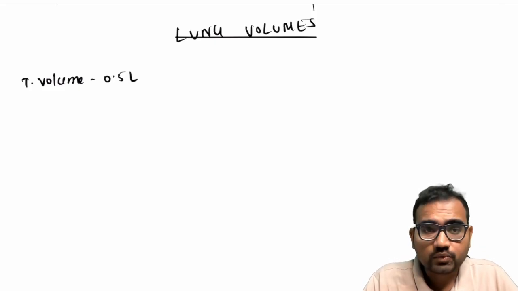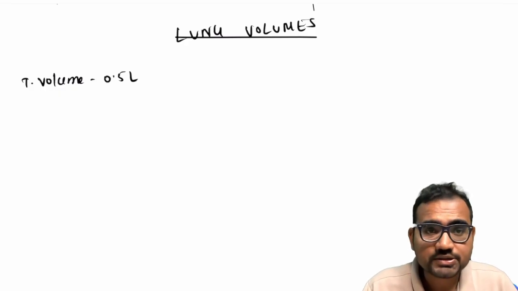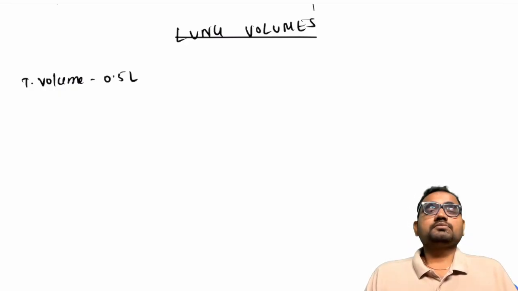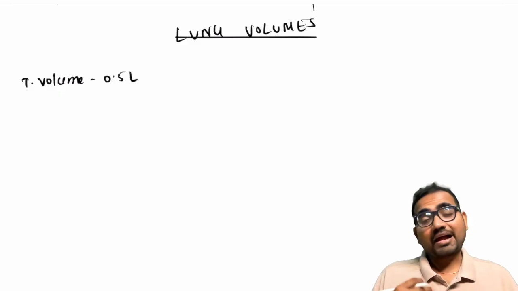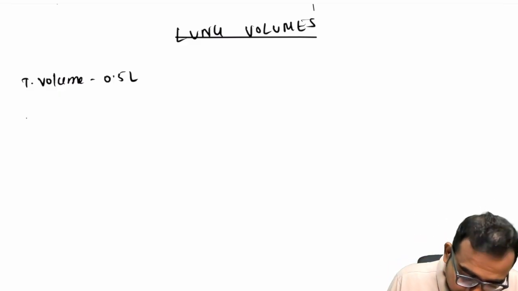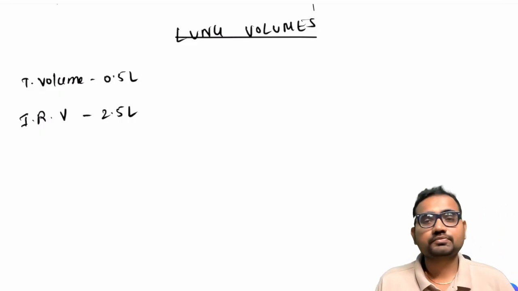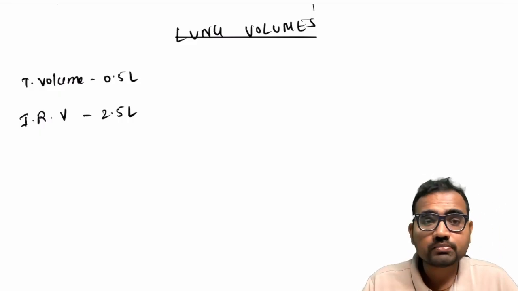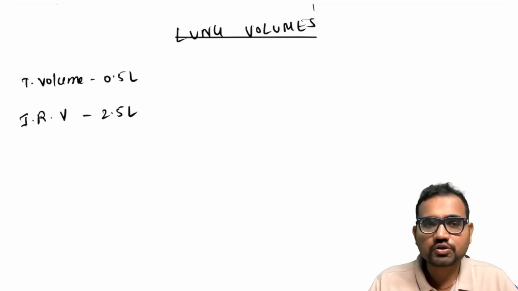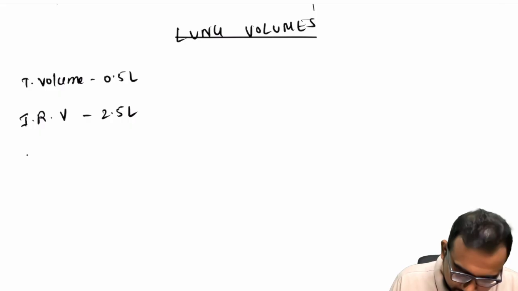On top of the tidal volume, if I am trying to inspire the air as much as I can, maximum inspiration after the tidal volume is called inspiratory reserve volume. It is around 2.5 liters. On top of the tidal volume, if I'm trying to exhale, that is called expiratory reserve volume.